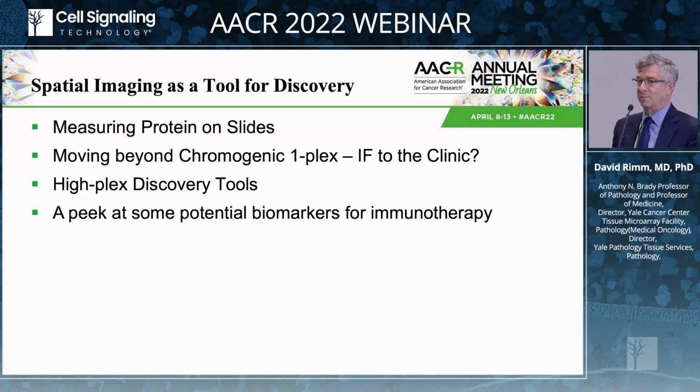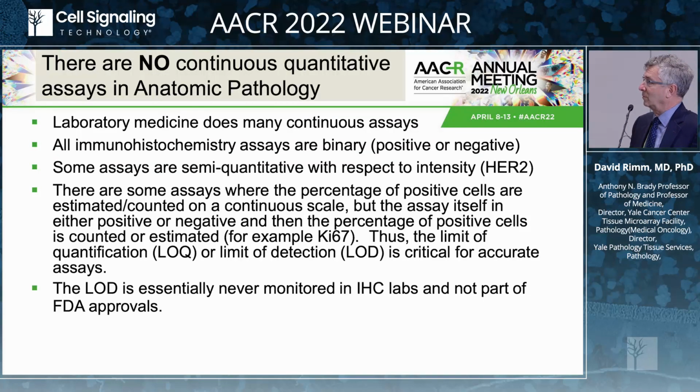So laboratory medicine in clinical pathology, there's lots of quantitative assays. But all the immunohistochemistry assays in anatomic pathology are binary. They're either positive or negative. That's the chromogenic assays. And so some assays are semi-quantitative, and you could even argue that there are assays that are quantitative because they count the number of cells that are positive or negative, but actually they're binary. They're positive or negative. So the bottom line is there are really no continuous quantitative assays in anatomic pathology.